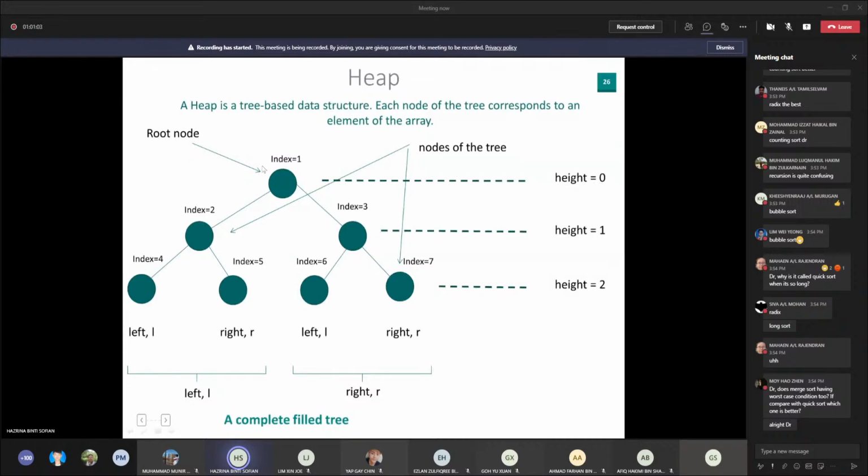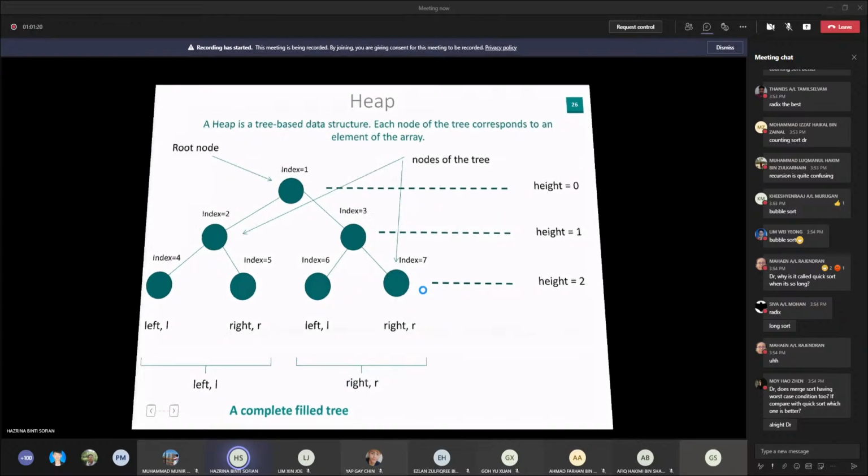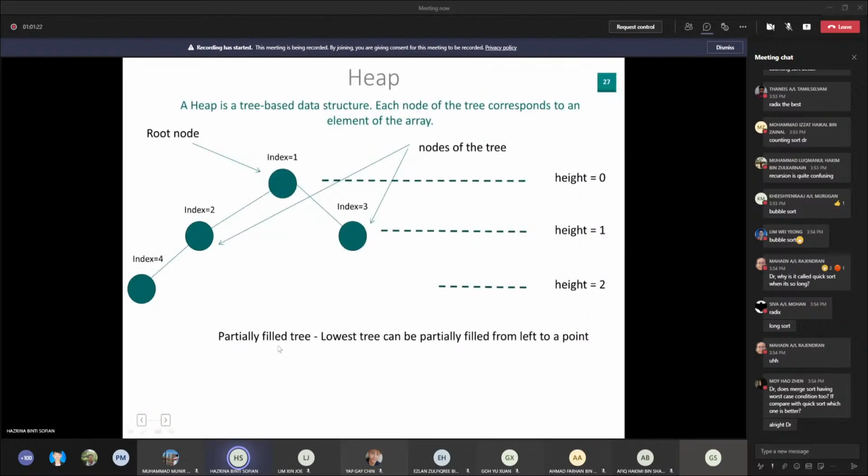For heap, there can be 2 types. This one is a complete filled tree. A complete filled tree means the leaves are completed. And we also have another one, the partially filled tree. The lowest level can be partially filled from the left to a point. So you see here, this is not filled.